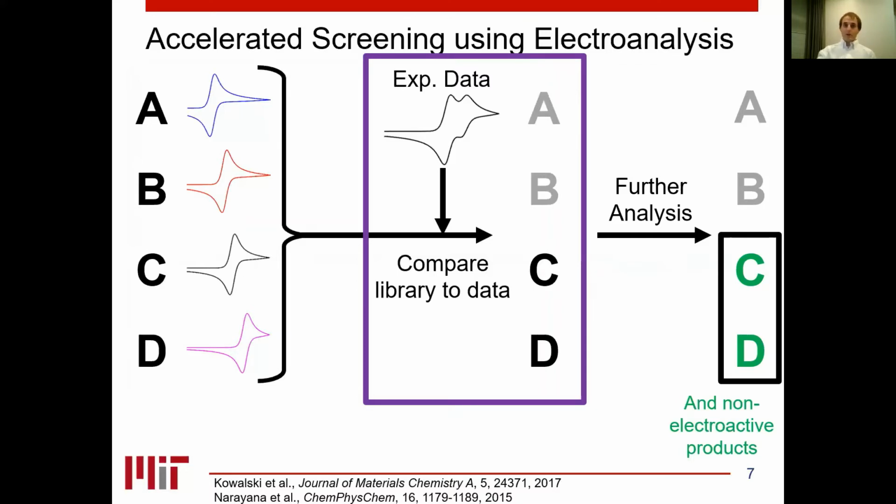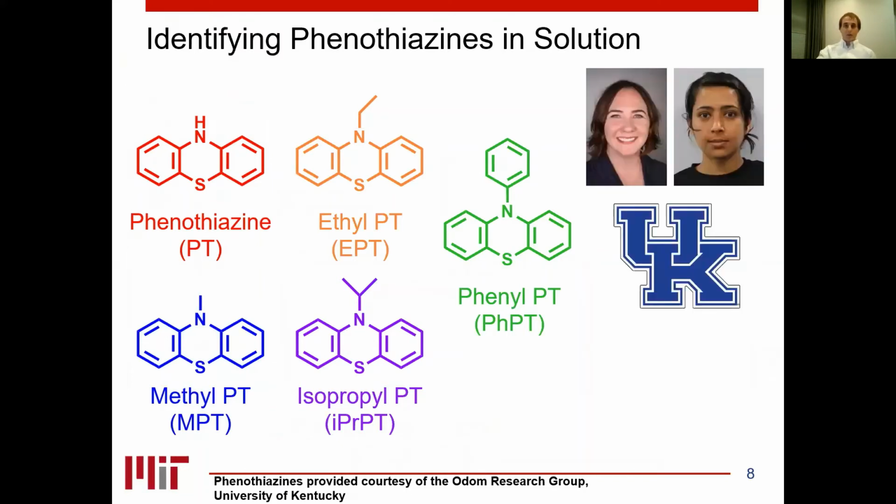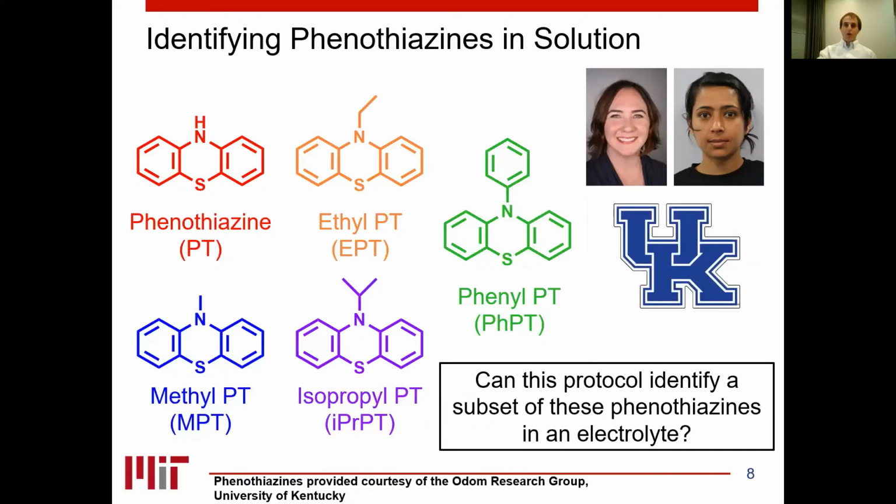And I will do so using this example set of phenothiazines here, which are electroactive organics used as overcharge protectors in lithium-ion batteries, as well as high potential compounds in redox flow batteries. This particular set of phenothiazines were synthesized, purified, and sent to MIT from the Odom Research Group at the University of Kentucky. Now, the question I seek to answer with this study is, can the protocol that I have written identify a subset of these phenothiazines in an electrolyte?